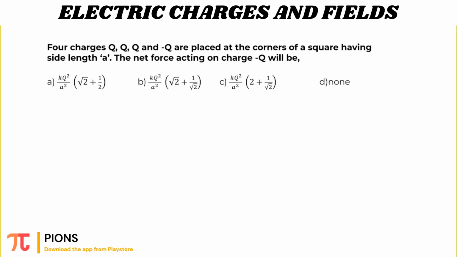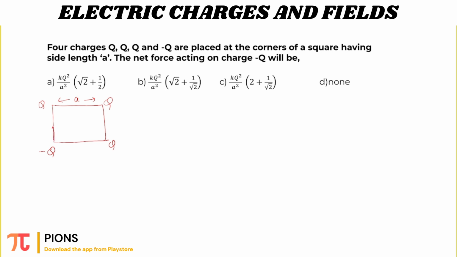So maximum they can give you up till 4 charges, right? So question over here says 4 charges Q, Q, Q and minus Q are placed at the corners of a square. So let me just draw a square over here. Let's say this is our square and this is our Q, Q, Q, and you have to put it in the same order. So it will be minus Q over here, right? Okay, side length of each of this is A, right? The net force acting on minus Q.